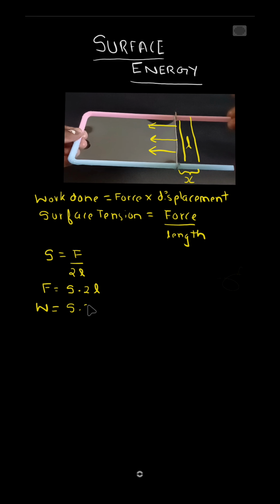Inputting the value of force in the first equation, we get work done equals surface tension into 2L into displacement. Now, the term 2Lx is just the increase in surface area. So we can write the equation as work done equals surface tension into increase in surface area.